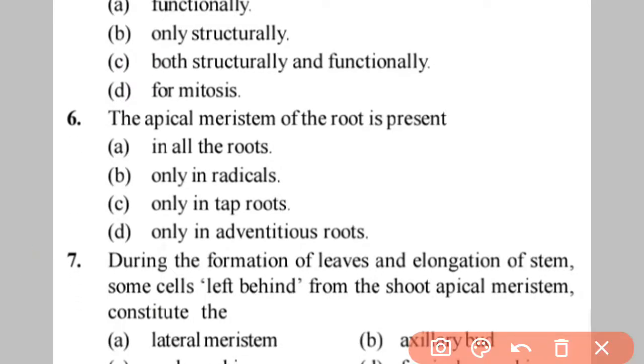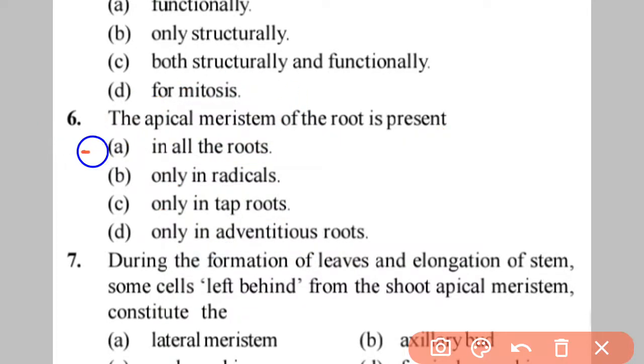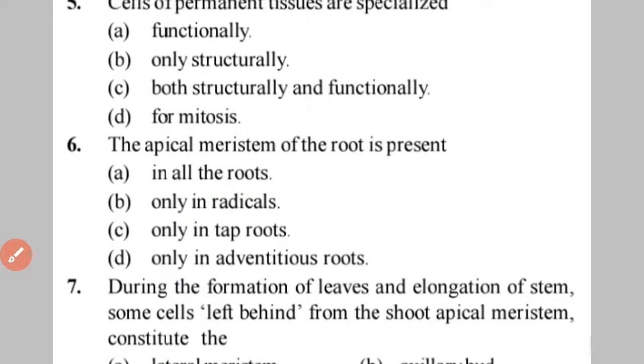Question is, the apical meristem of the root is present in all the roots, only in radicals, only in taproots or only in adventitious roots? So apical meristem is basically present in all the roots. Okay, so option A is correct. Let's move on to the next question.